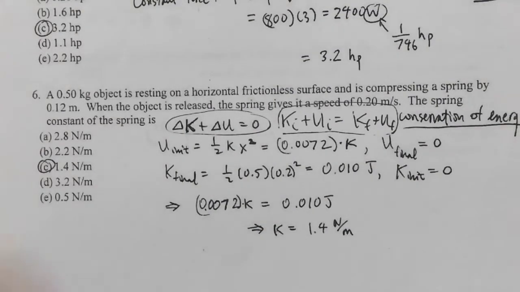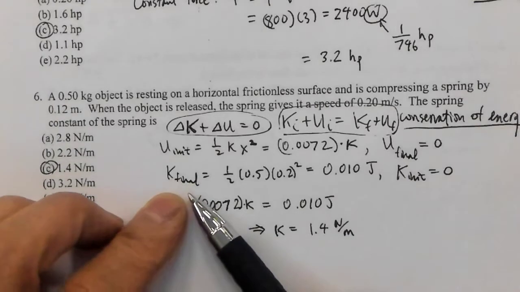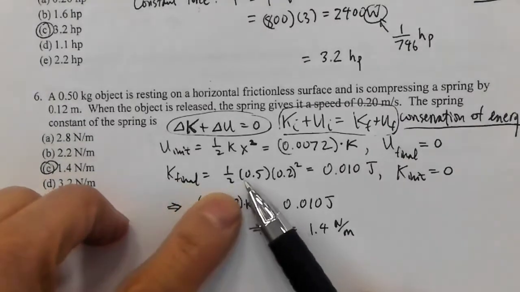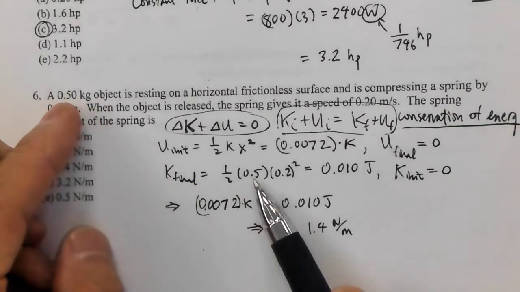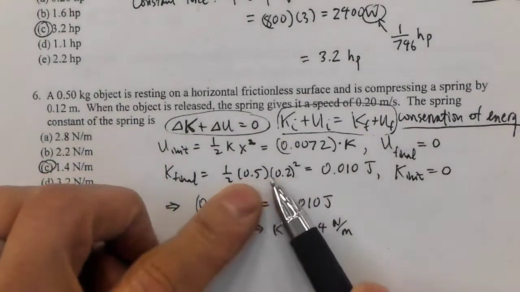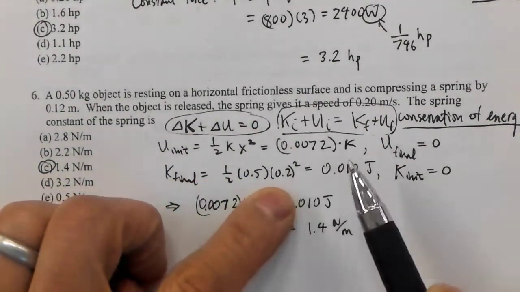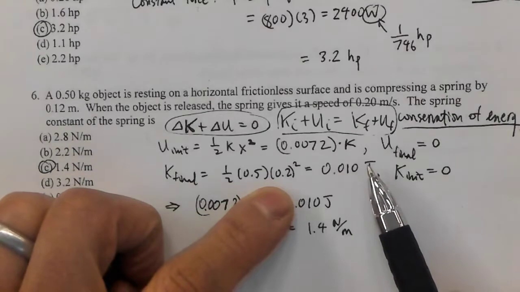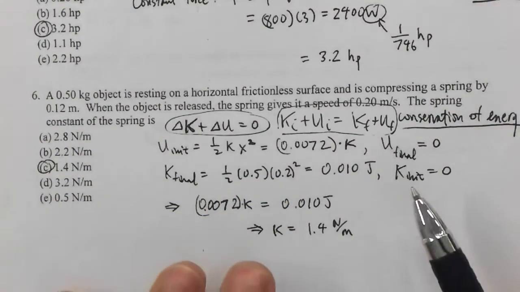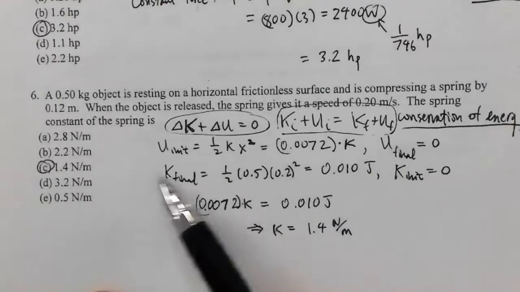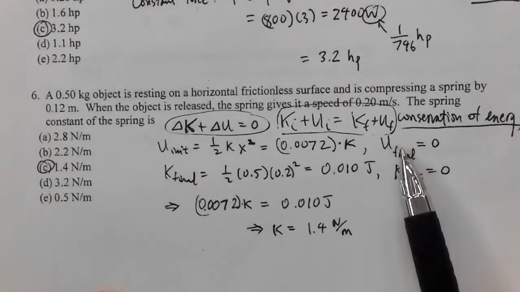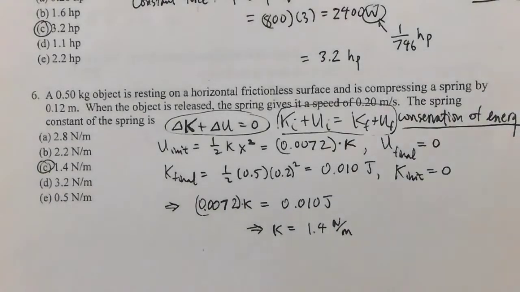Then for K final, the final kinetic energy, we have 1/2 times the mass, which is 0.5, times 0.2, the speed, squared, so 1/2 mv squared, and that comes out to 0.01 joules. Then the initial kinetic energy, it starts from rest, and it is equal to 0. I'm sorry, I went in this funny order: U initial, then U final, then K final, then K initial. I should have gotten it in a better order.